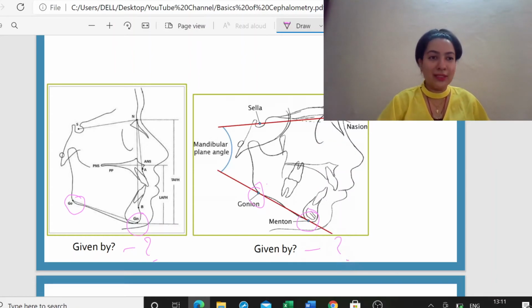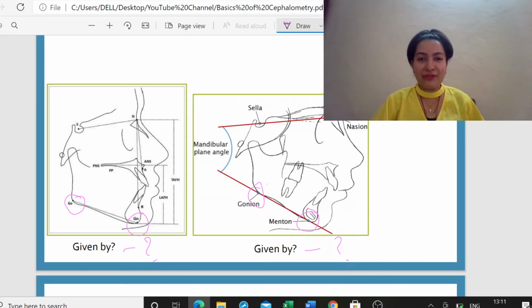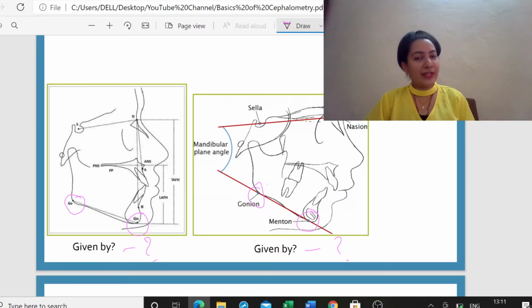I am not telling you the answer. I'm sure you know it if you have seen the video properly. In case you have not and you have directly come over here, please go back to the video and check out who gave this mandibular plane. This was just a small assessment so that you can do it for yourself. You know that you're thorough with the landmarks now.